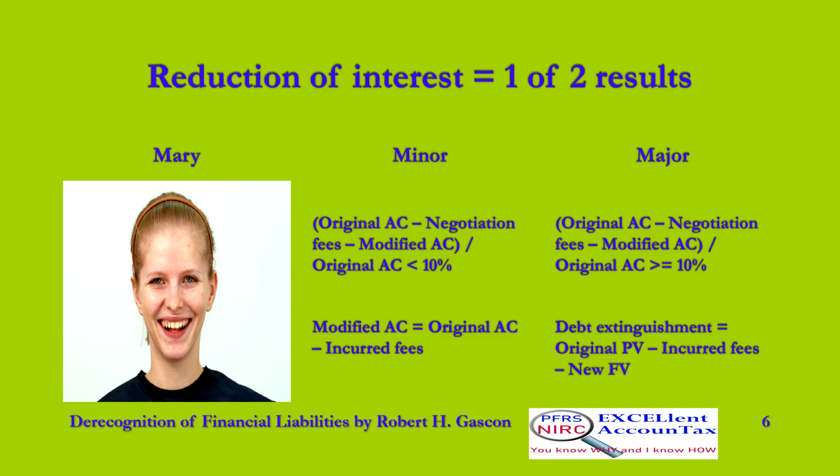Because that reduction is deemed as major, the debt extinguishment gain, or loss, recognized in profit or loss, equals the amortized cost, immediately before that reduction, minus the incurred fees upon that reduction, including the negotiation fees, and minus the fair value upon that reduction.